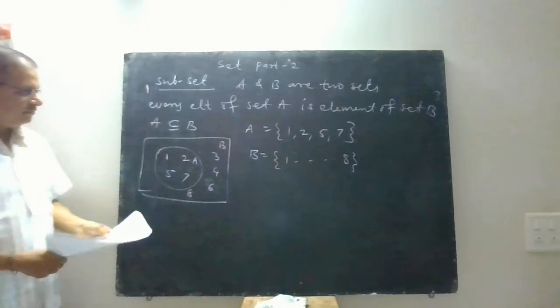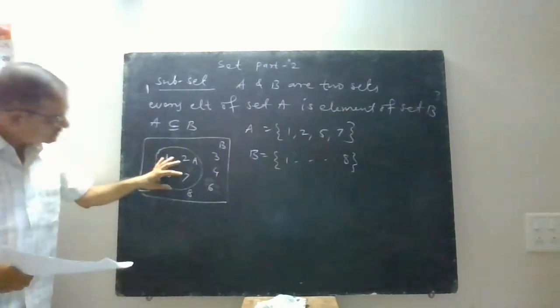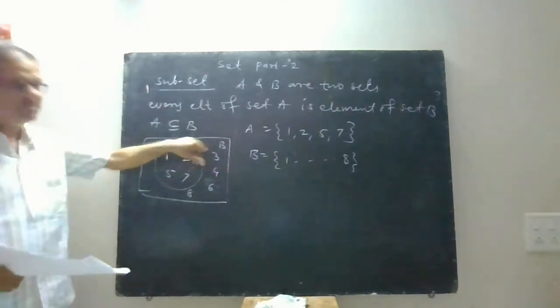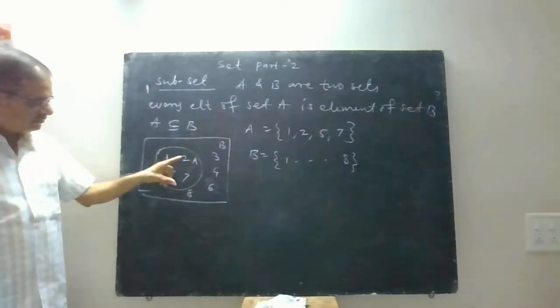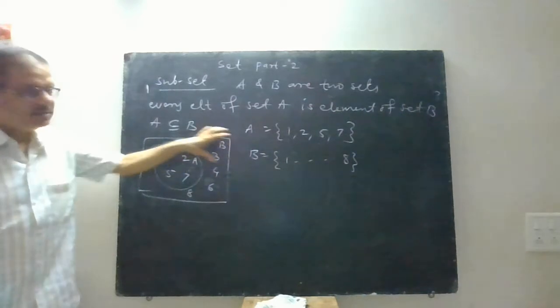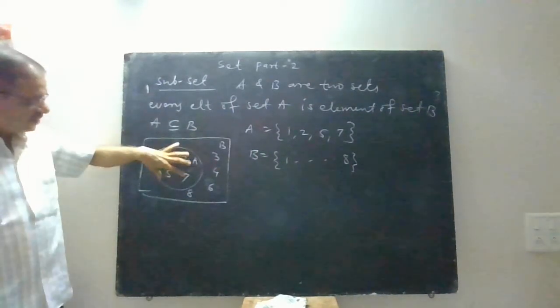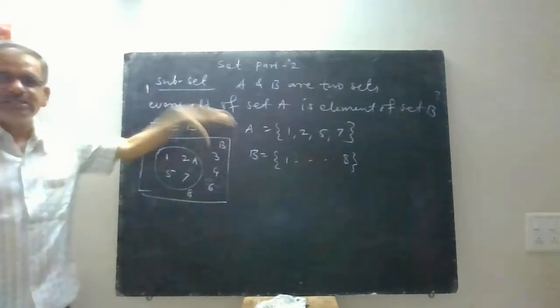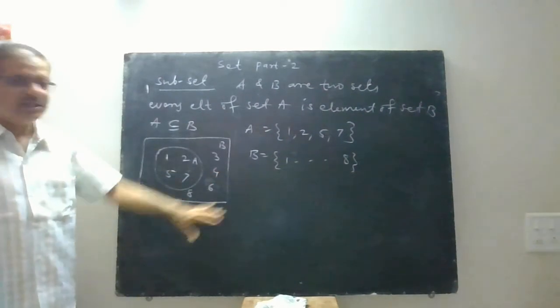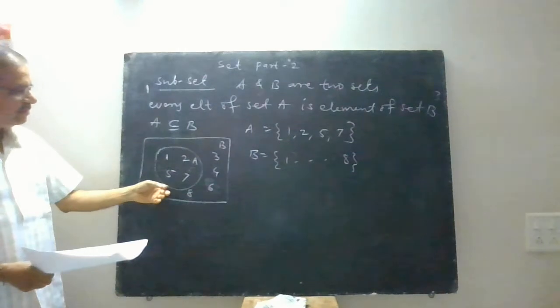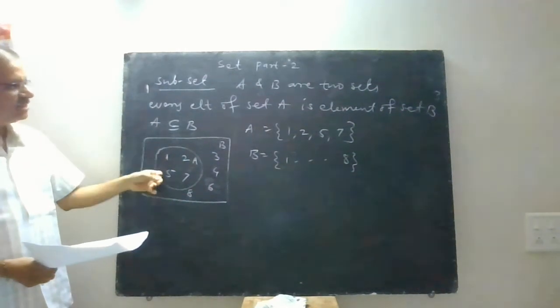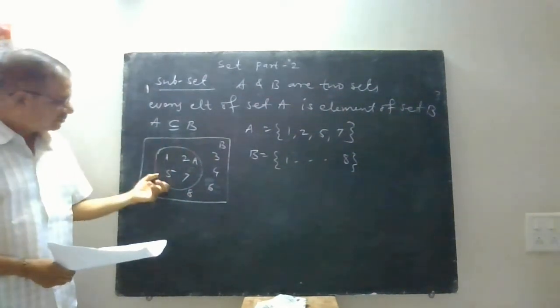So actually, this is your set A. These elements are in set A as well as in set B. So this is how you will say that this set A is a subset of set B, means this A lies completely inside the diagram of set B. So this is how you can represent the subset relation using a Venn diagram.